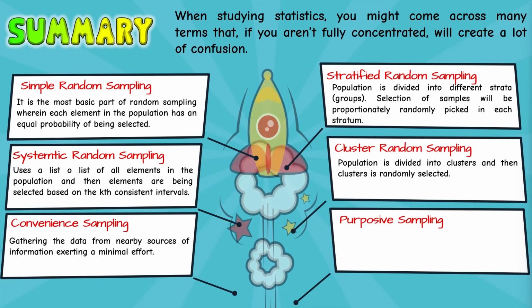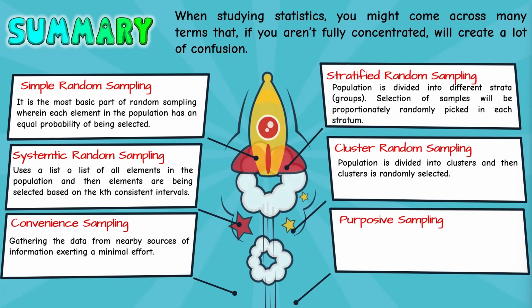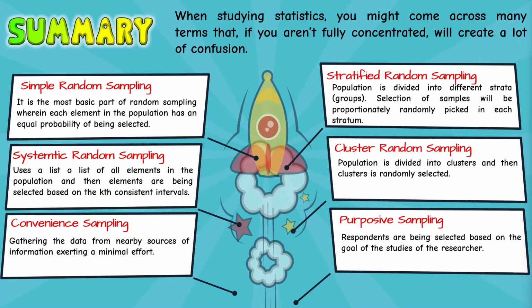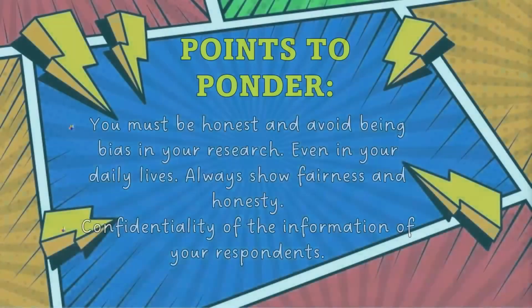Convenience sampling is gathering data from nearby sources of information, exerting minimal effort. Sino lang available, sino lang yung convenient, and sino lang yung available. Purposive is when respondents are selected based on the goal of the study or the researchers.